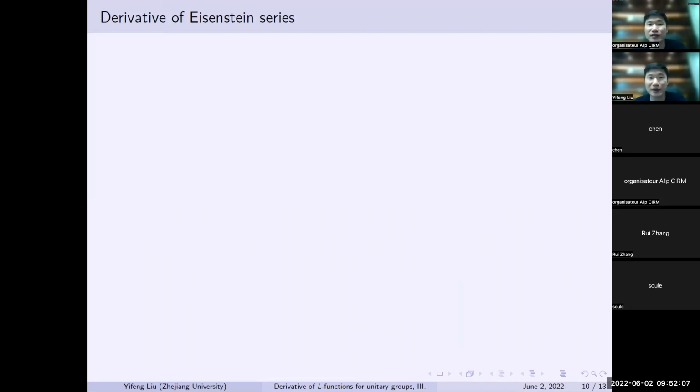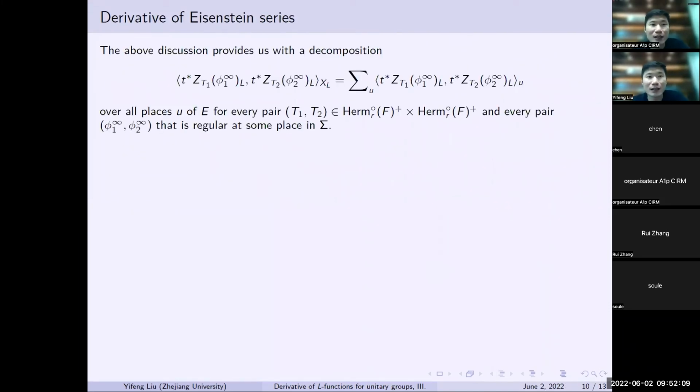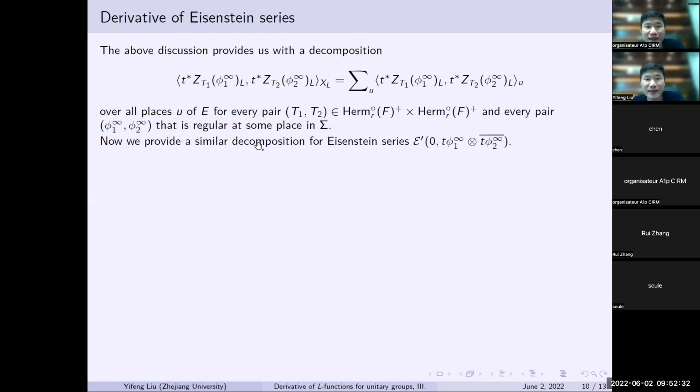So how to treat the derivative of Eisenstein series. And the above discussion already provides us with a decomposition, right? Because they have disjoint support, there is a decomposition of height into local ones over all places v of E, and for every pair of moment matrices T1, T2, and every pair phi1, phi2 that is regular at some place in sigma. Now we will provide a similar decomposition for the derivative of Eisenstein series, also twisted by T.